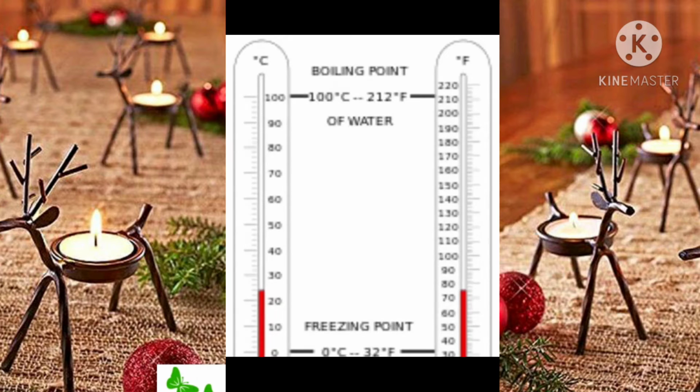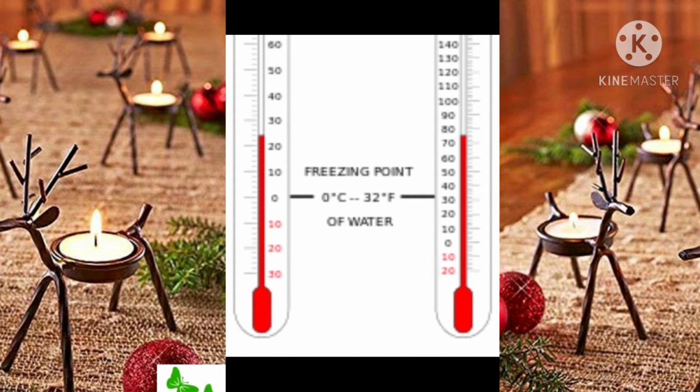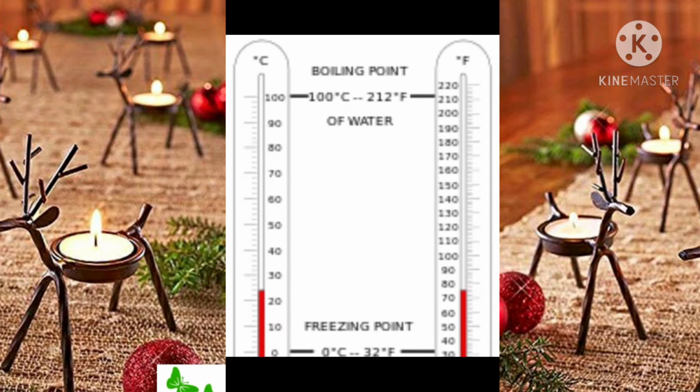In Fahrenheit it is 212 degrees Fahrenheit. The freezing point of water we know already is 0 degrees, and in degrees Fahrenheit it is 32 degrees Fahrenheit. So the freezing point of water is 0 degrees Celsius or 32 degrees Fahrenheit. The boiling point of water is 100 degrees Celsius or 212 degrees Fahrenheit. So the difference between Celsius and Fahrenheit is 32 degrees.